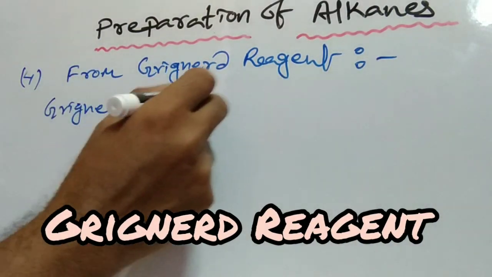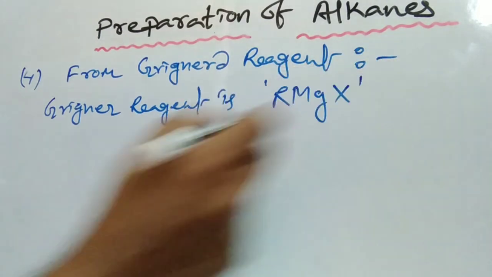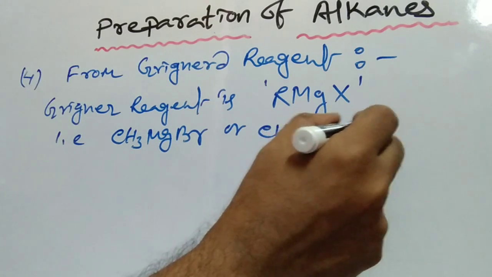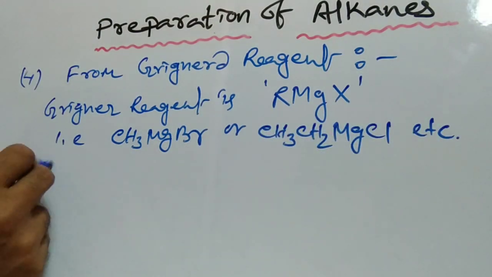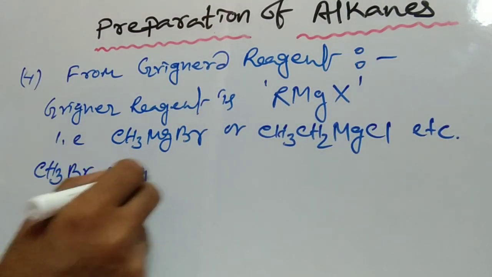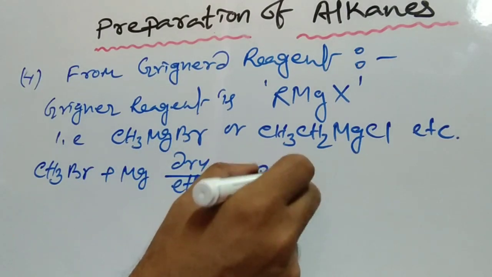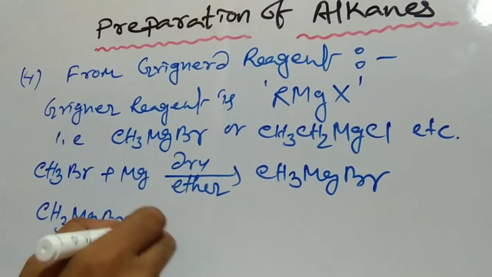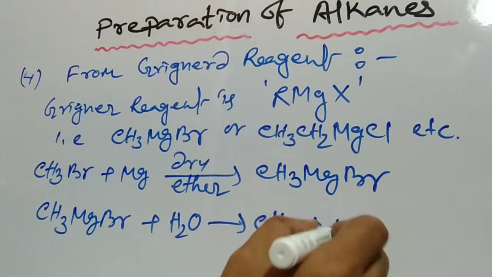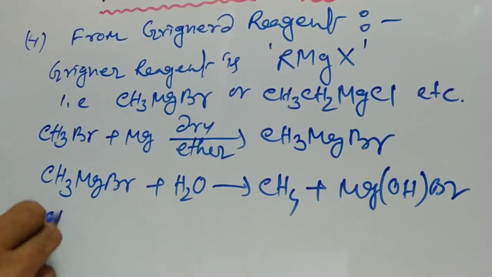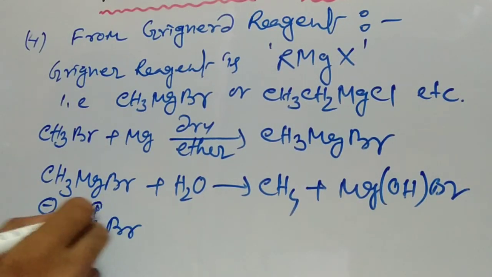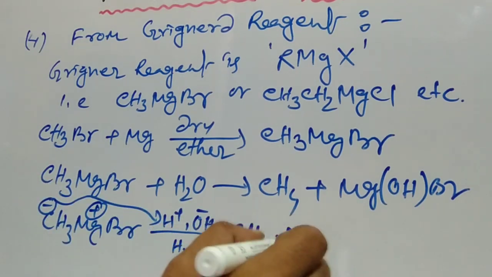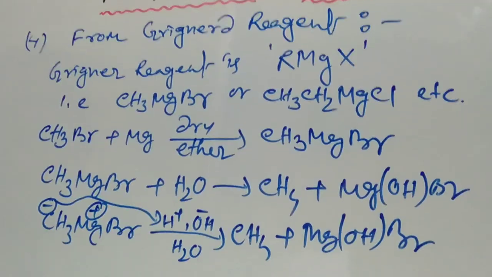Now alkane can also be formed by the use of Grignard reagent. Alkyl halides react with magnesium metal in diethyl ether to form alkyl magnesium halides. The alkyl magnesium halides are called Grignard reagents. These are highly reactive and can be easily decomposed by water or alcohol to form alkanes. For example, ethyl bromide plus magnesium in the presence of dry ether forms ethyl magnesium bromide. When ethyl magnesium bromide is treated with water, it forms ethane and hydroxy magnesium bromide.